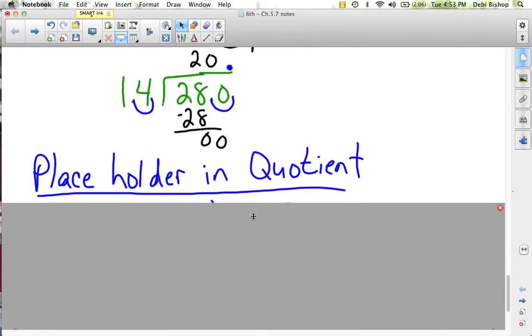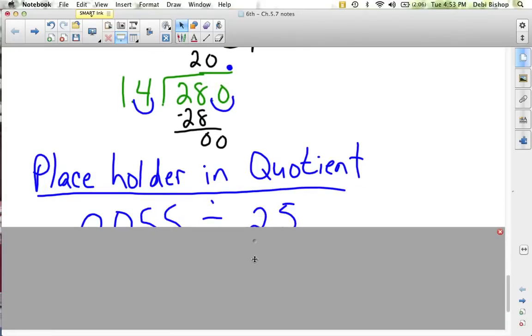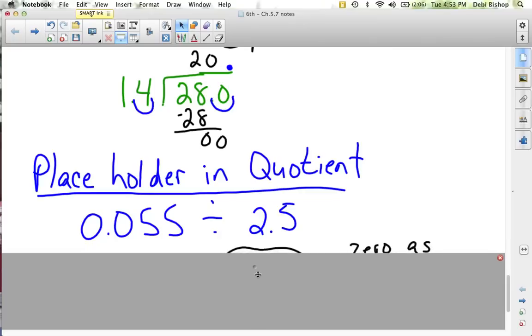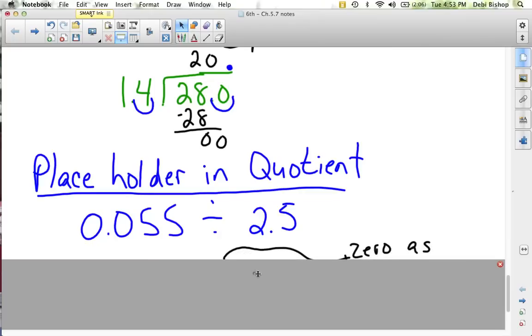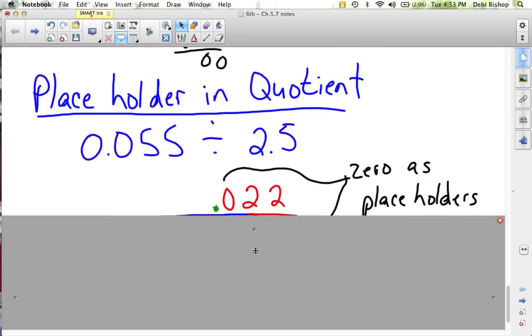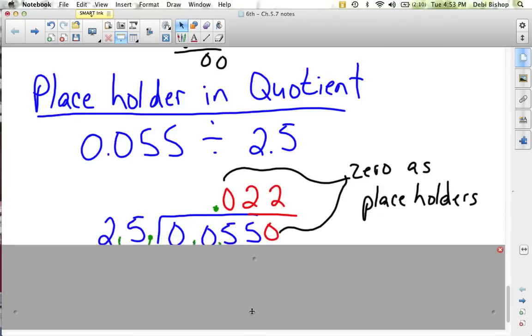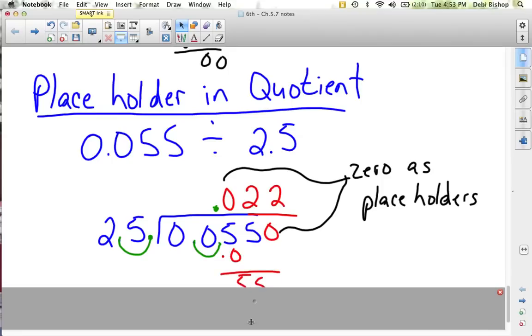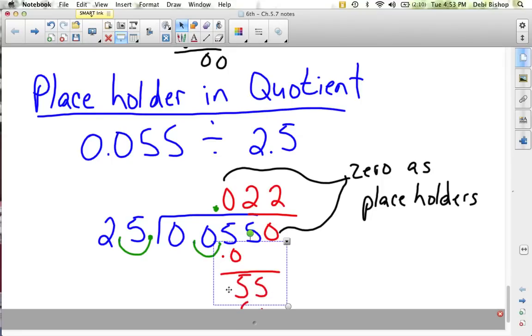Now, here's more of using zeros as placeholders in your quotient. So for example, you have 55 thousandths divided by 2 and 5 tenths. So I set it up in my division box, and I see, okay, I need to multiply both sides by 10. So over, up. Now, we can see here that now I have to say 25. Well, it doesn't go into 0, and it doesn't go into 5, so I need to put that 0 in my quotient as a placeholder.